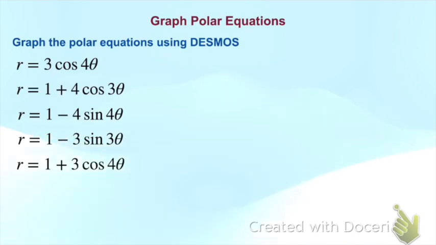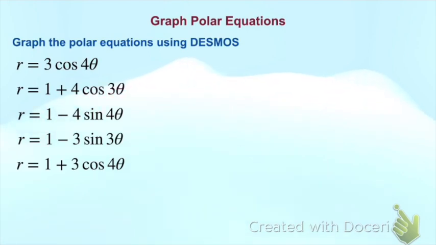I have these 5 equations. R equals 3 cosine 4 theta. R equals 1 plus 4 cosine 3 theta. R equals 1 minus 4 sine 4 theta. R equals 1 minus 3 sine 3 theta. And R equals 1 plus 3 cosine 4 theta.